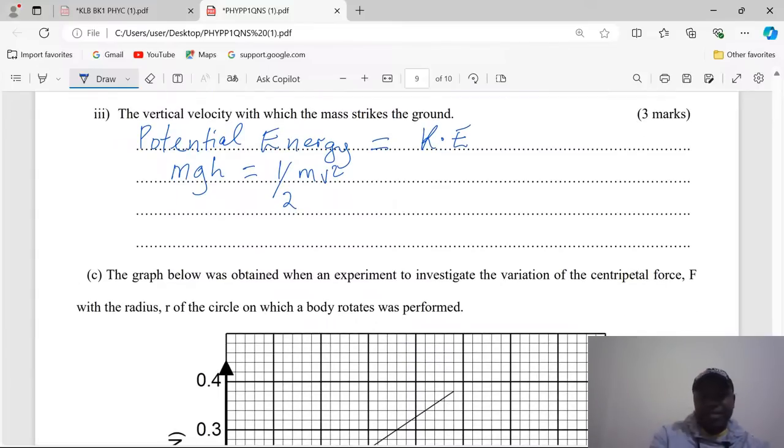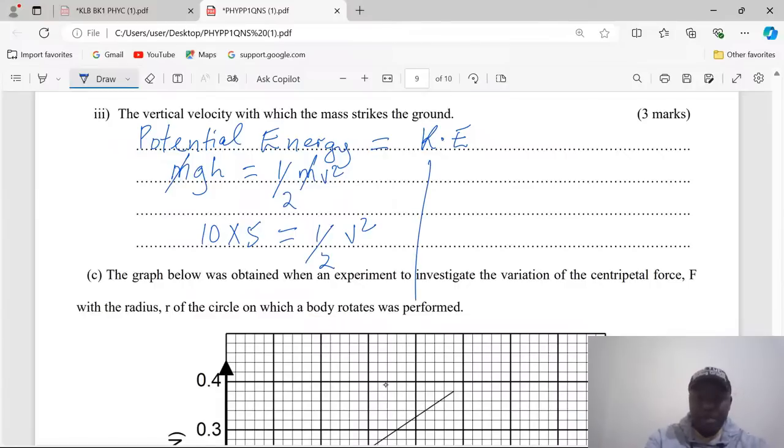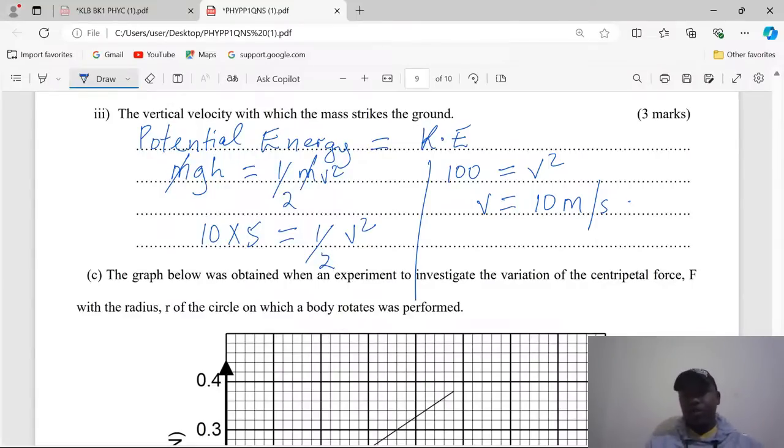Now in this case, mass is appearing on both sides, and it can simplify out. So 10, which is the gravity, times a height of 5 equals half multiplied by v squared. And at this point we can multiply by 2 through, so that we get 100 equals v squared. So v equals, we obtain the root, 10 meters per second. So the body is going to land at the ground with a velocity of 10 meters per second.